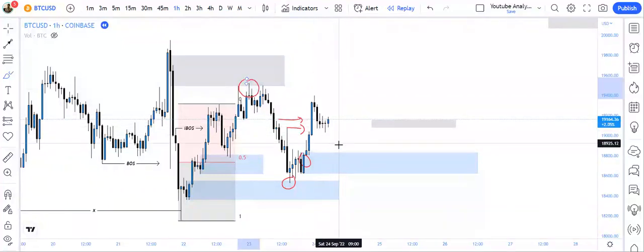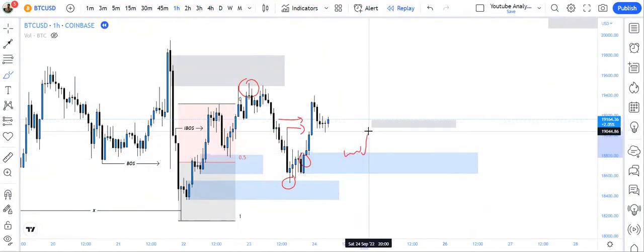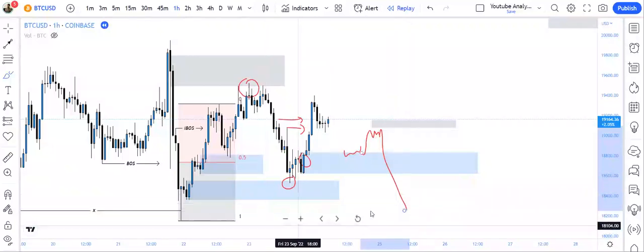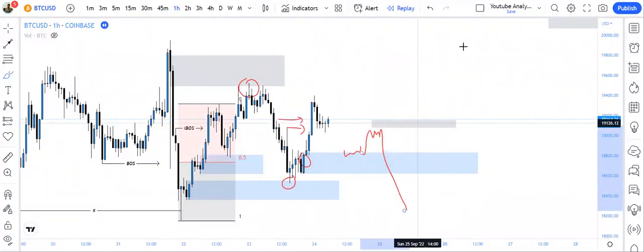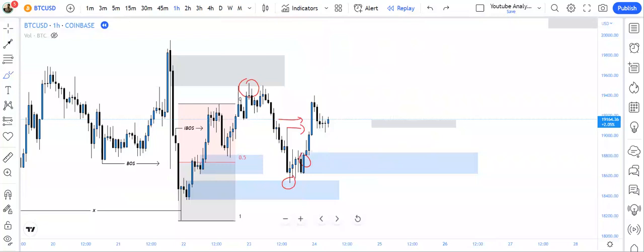So you could still look for buys. It'll probably be a short-term buy all the way towards the upside, then looking for sells again to continue towards the downside. That's what I will be doing personally. And we'll remove this.